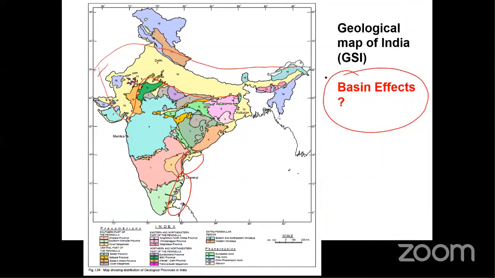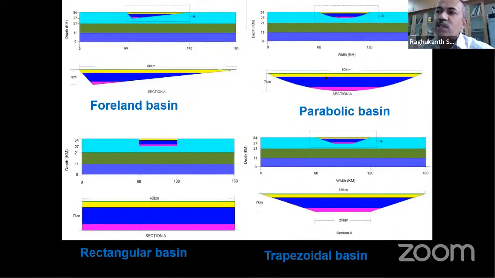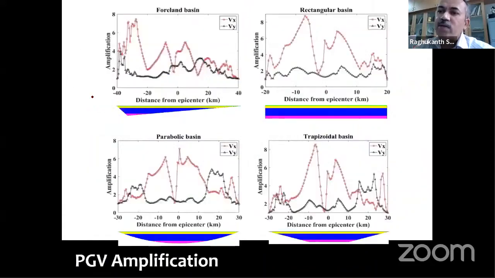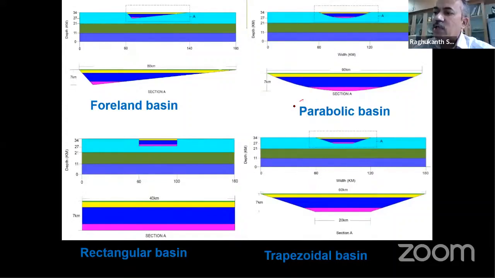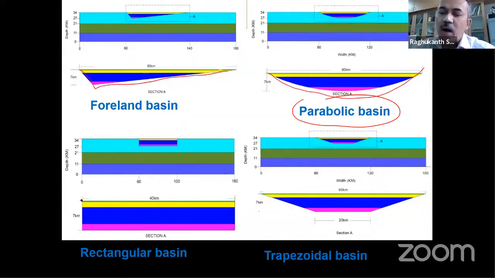So basin effect essentially means the shape of the basin also plays a major role in this amplification. For example, here I'm showing you a typical basin, like a foreland basin. Now you can have a parabolic basin also. The sediments are the same soil only, but it is located in this type of shape, or this type of shape, or if it is a rectangular basin, or if it is a trapezoidal basin.